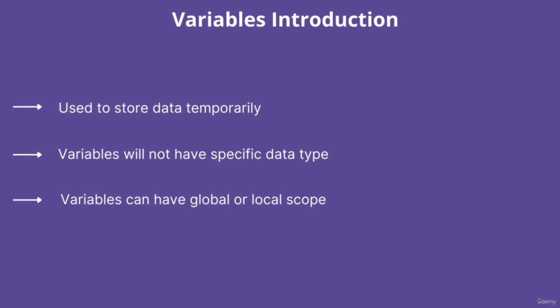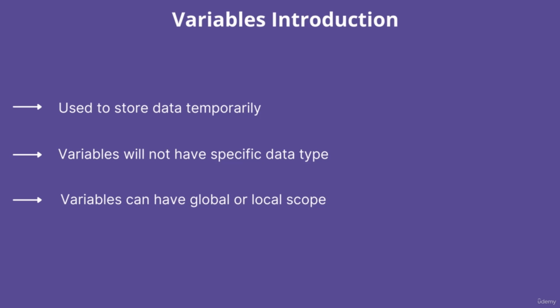But since we want to be logical, we will not try to do so and will stick to a single data type of value. Now whenever you start working with variables, they have two scopes, either local or global, but practically we will do that as soon as we start working with functions.